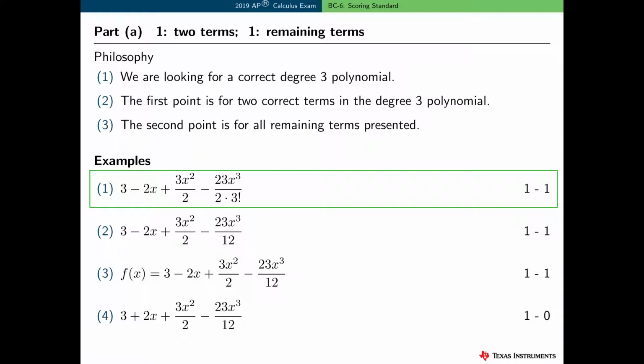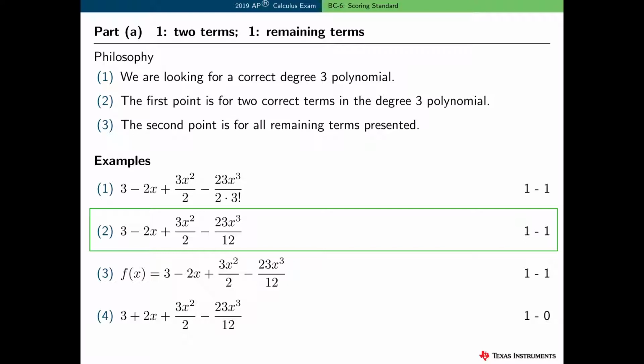In example 1, we have 2 correct terms, and the remaining terms are all correct. Note that the numerical part of each term does not need to be simplified. So this response earns both points, or 1-1. In example 2, the denominator in the last term is simplified. So there are 2 correct terms, and the remaining terms are correct. This also earns both points.